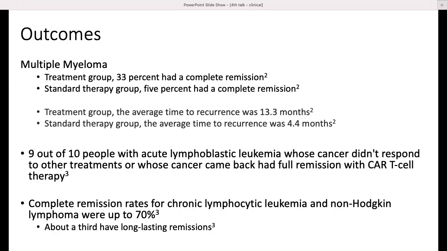So that's pretty great. And then the average time for recurrence was still only a little bit over a year, but it was almost 10 months longer than the standard of care, which is still really great.